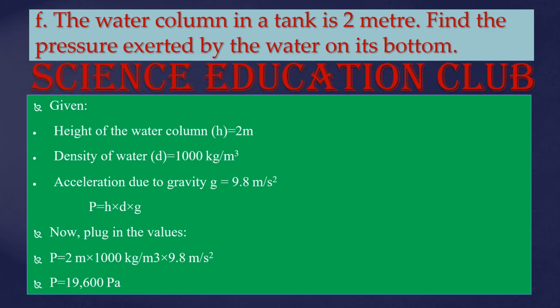The water column in a tank is 2 meter. Find the pressure exerted by the water on its bottom. So we use the formula P equals SdG and the pressure is 19,600 Pascals.